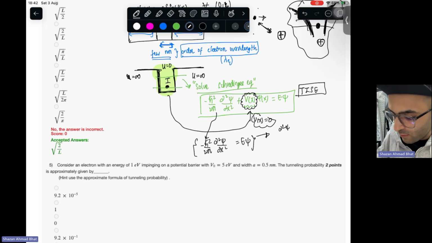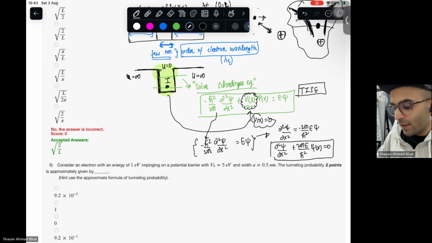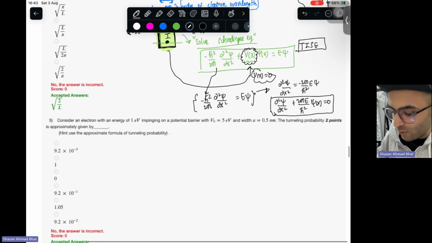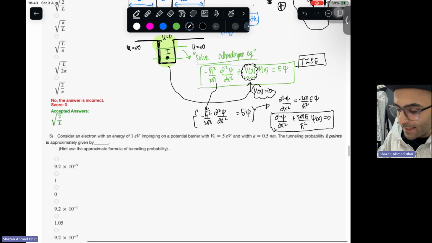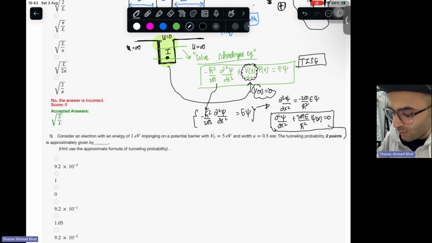You can solve this differential equation by just reformulating it like this: d²ψ/dx² is equivalent to minus 2m over h bar square Eψ. You can write it as d²ψ/dx² plus 2mE divided by h bar square into ψ(x) equals zero. Now, it's a very simple differential equation, and you can pretty much easily solve it. What do you need? You need the boundary conditions.